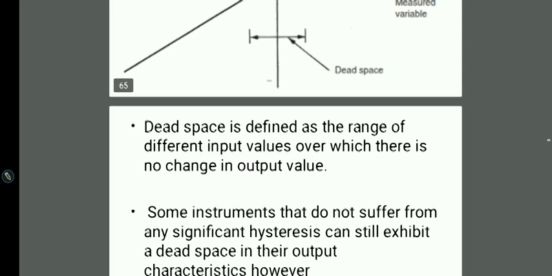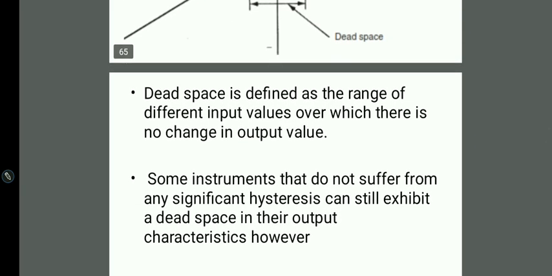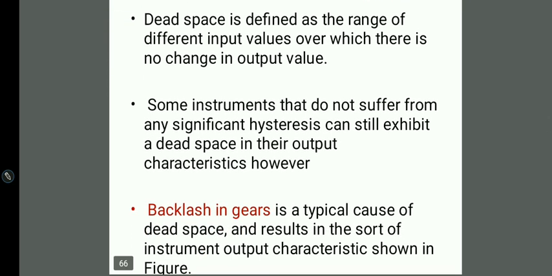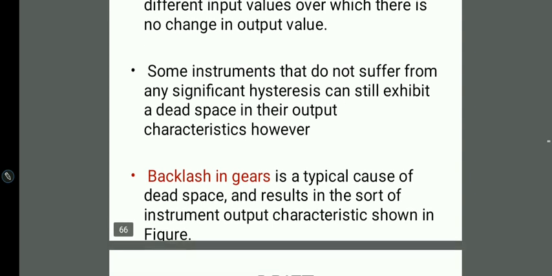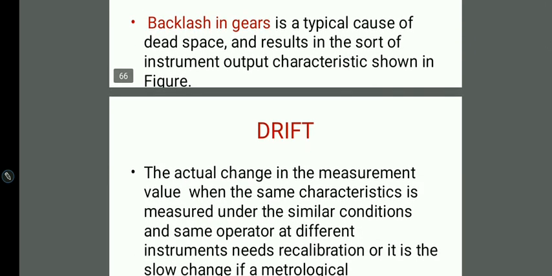Some instruments that do not suffer from any significant hysteresis can still exhibit a dead space in their output characteristics. For example, backlash in gears is a typical cause of dead space and results in the sort of instrument output characteristics shown in the figure. Then the next characteristic is drift.